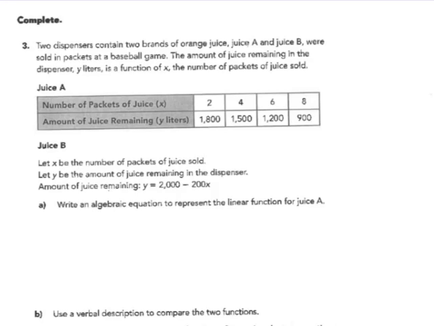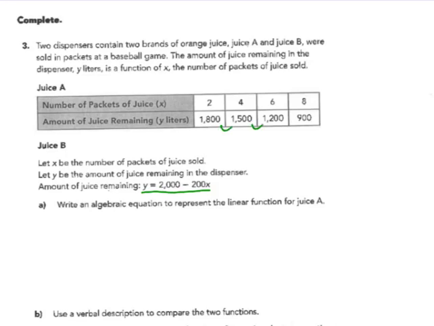Two dispensers contain two brands of juice, juice A and juice B. They were sold in packets at a baseball game. The amount of juice remaining in the dispenser, y liters, is a function of x, the number of packets of juice sold. So here they didn't give us two tables. They gave us a table for A and an equation for B. Write an algebraic equation to represent the linear function for juice A.